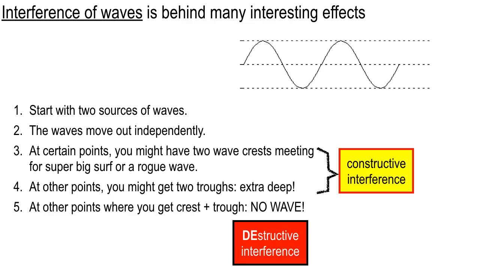So the location and time are critical for understanding constructive and destructive interference. You can get constructive and destructive interference at any point. It just depends on when you're making your observation.